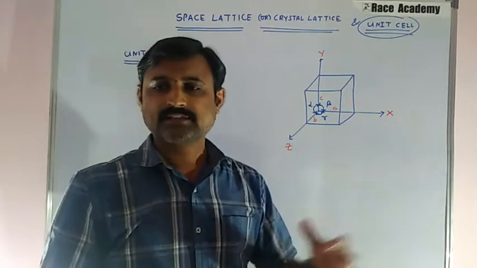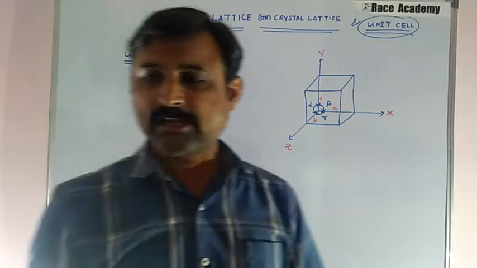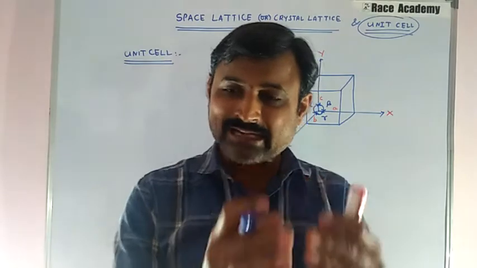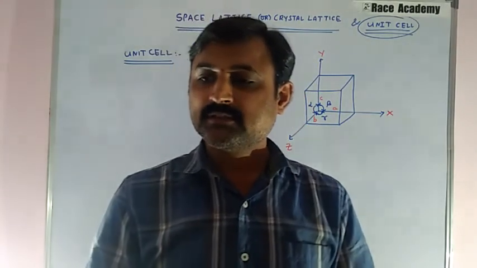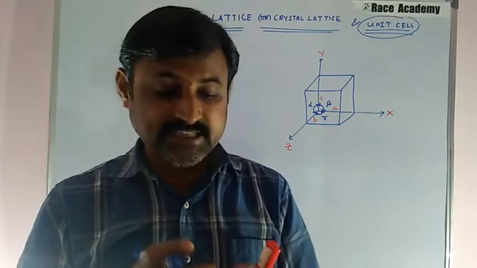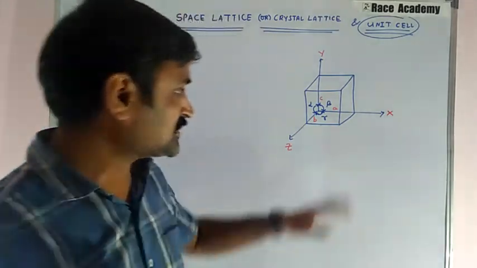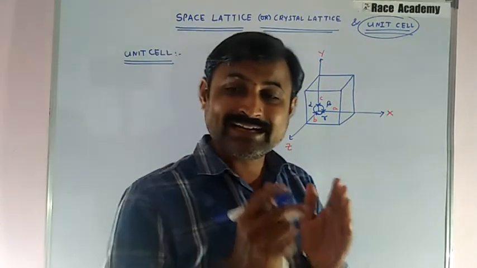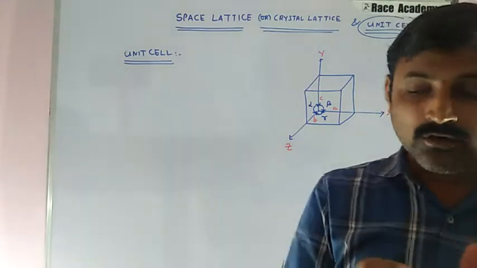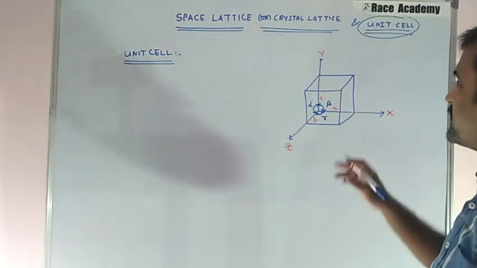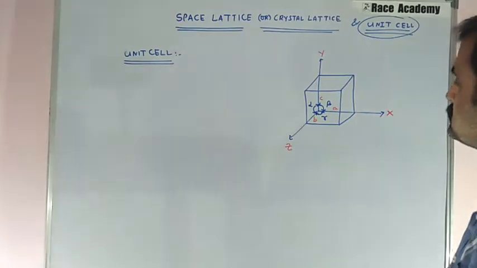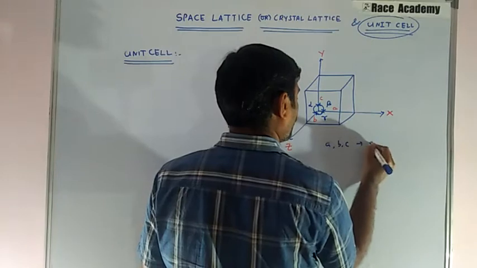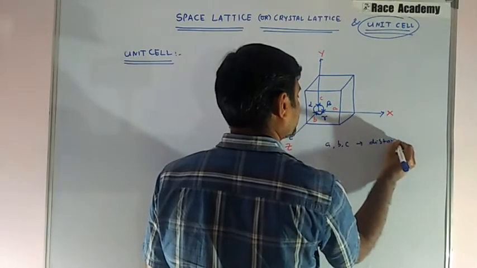Like this you can observe that the entire fundamental elementary pattern of a crystalline solid is characterized by distances. The distances A, B, C are the distances, and alpha, beta, gamma are the interfacial angles of this cube. So A, B, C are distances.